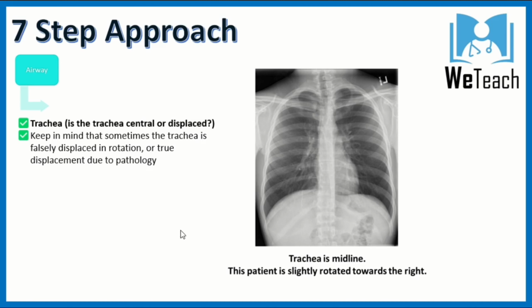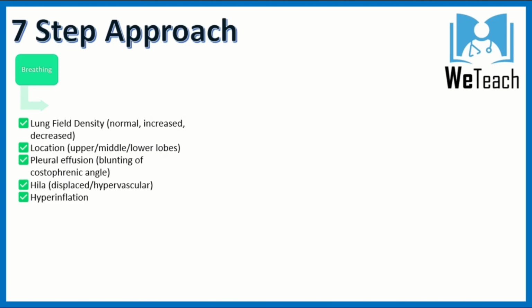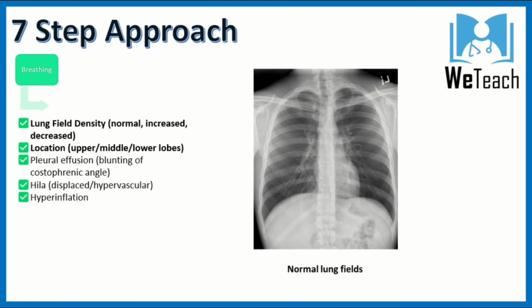For example, in this image here, the trachea is midline. However, the patient is slightly rotated towards the right. And in this chest x-ray, we can see that there is a leftward tracheal deviation due to right-sided pleural effusion. We will then move on to the breathing aspect. The lung fields should generally be uniformly dark gray as shown in this image.